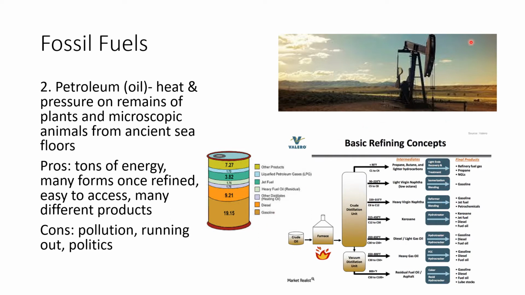An example of where this happens, here's a picture from up in northeastern Montana. There's a big oil field called the Bakken oil field, B-A-K-K-E-N. That's the biggest example of where petroleum products are found in Montana.